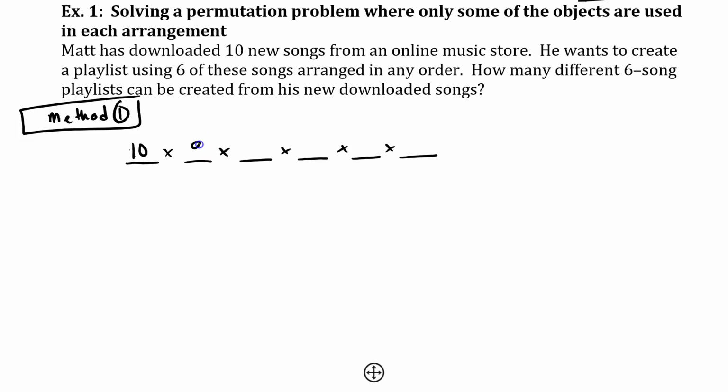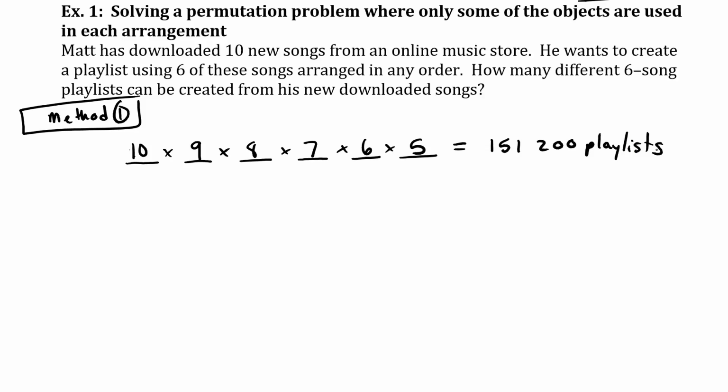So then after that, 9 songs are available for the second slot. Then 8, then 7, then 6, then 5. When we multiply all those things together, we're going to get a huge honking number, which is 151,200 playlists. Woo! That's a lot.